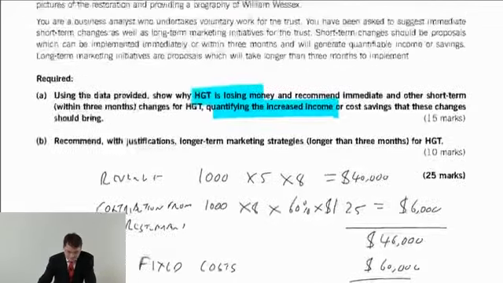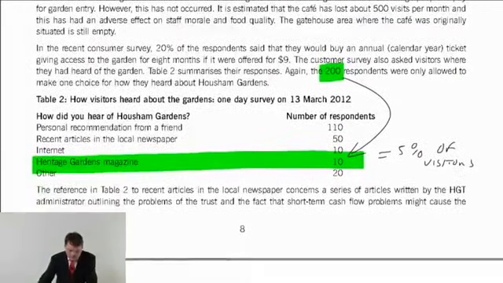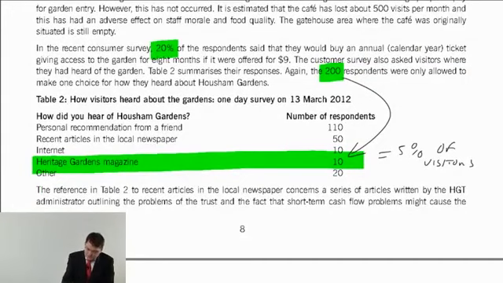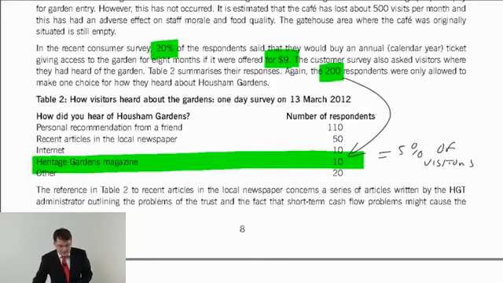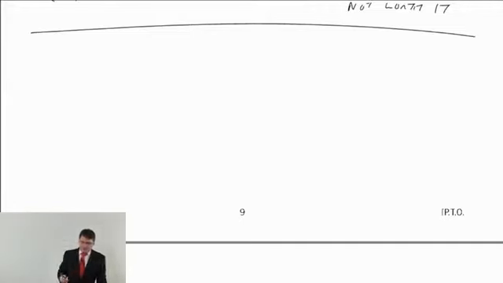Something else that we had in there. It talked about the fact that 20% of the respondents said that they would come to the garden if it was offered for $9. If basically they would pay one off and then they'd never have to pay again. Is that a good thing to do?